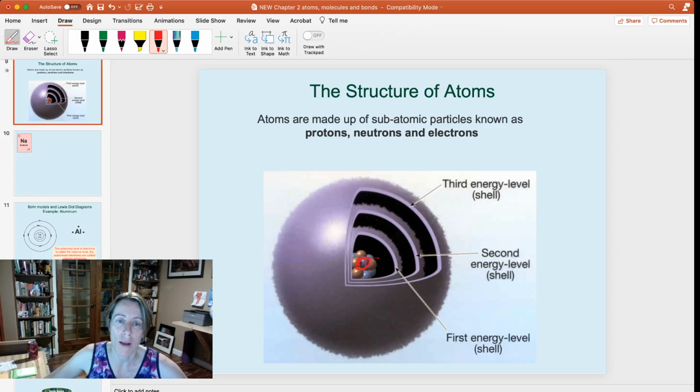lanes on a running track. So there's the center of the running track, and then there's the inside lane, and then the next lane, and the next lane. And the runners have to stay within their lane when they run a sprint around the track. And that's the same with the electrons that orbit the nucleus.